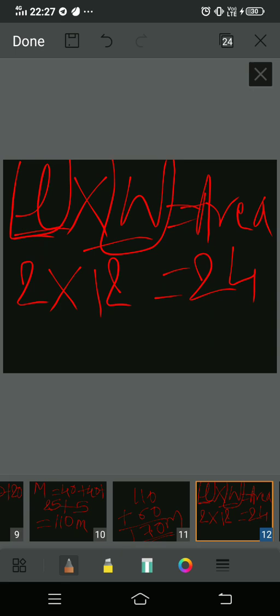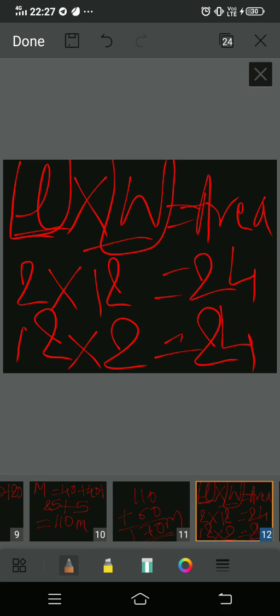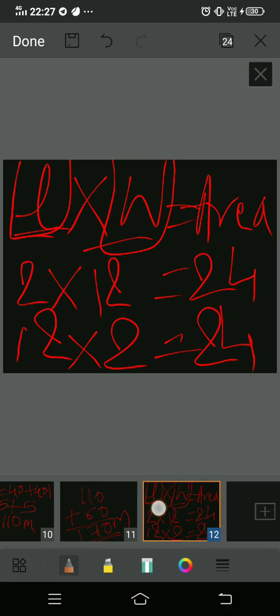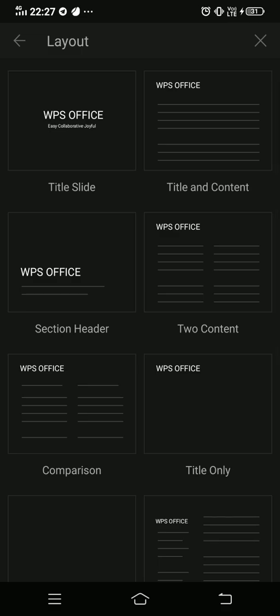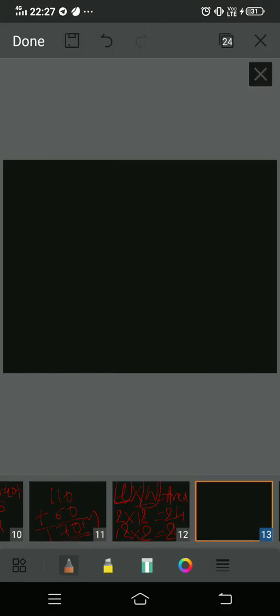So now you got two sides, length 2, sorry, you got 2 into 12. Now 2 into 12 you will get 24. You can do this also: 12 into 2 also you will get 24, right? And you need four answers as such. You need to find four such numbers whose area, when you find it, you will get the answer 24.